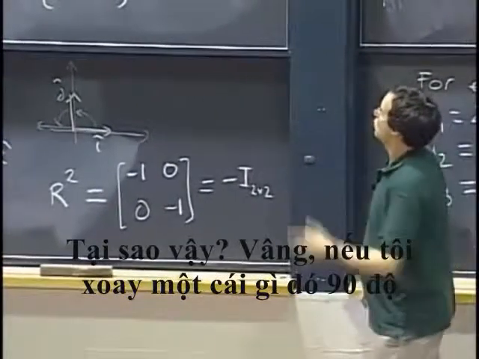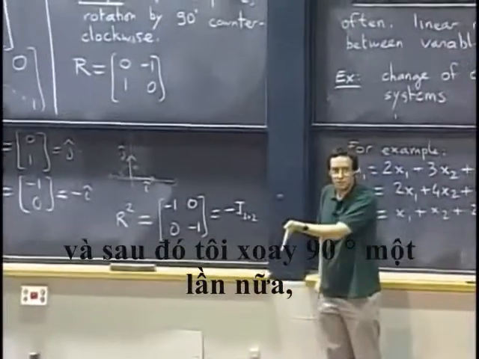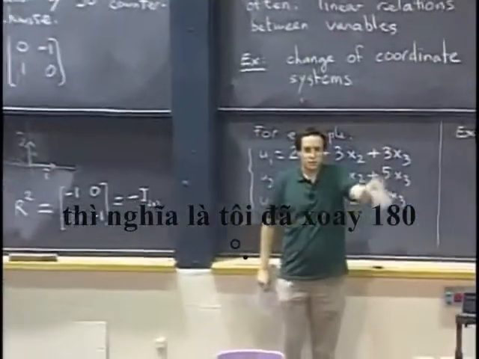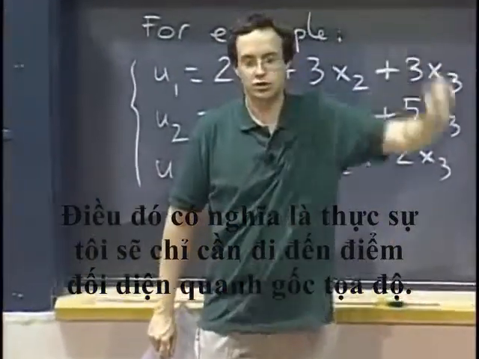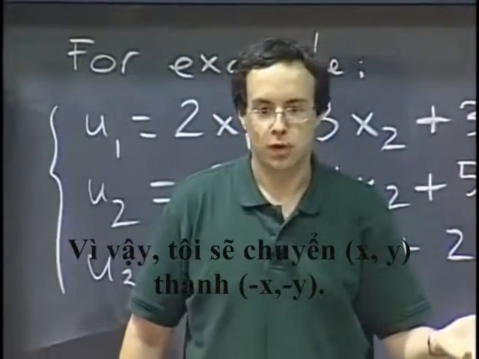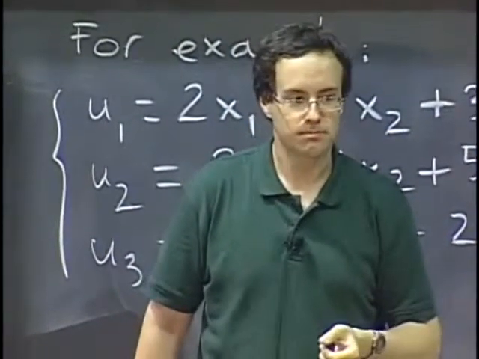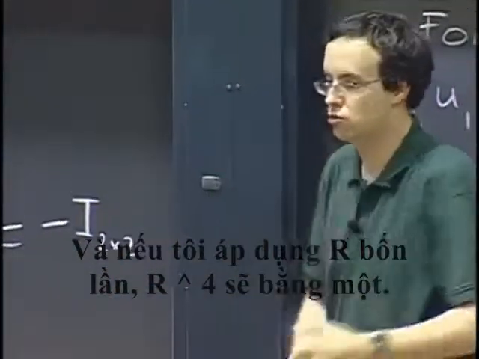Why is that? Well, if I rotate something by 90 degrees, and then I rotate by 90 degrees again, then I will rotate by 180 degrees. That means I will actually just go to the opposite point around the origin. So I will take (x, y) to (-x, -y). And if I applied r 4 times, r to the 4 would be identity.